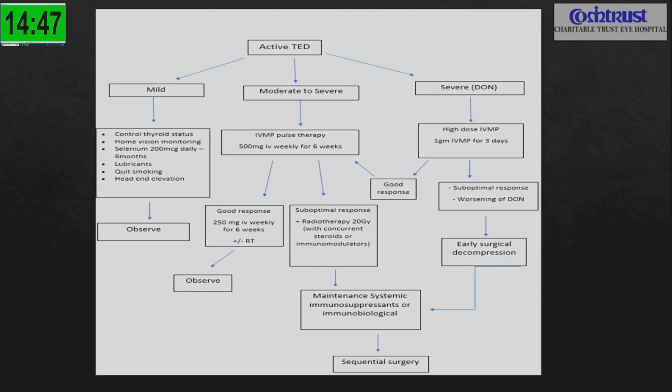So to briefly sum up the management, active TED, once diagnosed, we stage it into mild, moderate to severe or sight-threatening. If it is mild, like we said, the conservative management where we observe the patient. If it is moderate to severe, IVMP pulse therapy where 500 milligram IV is given weekly for 6 weeks, then we look for a good response. If yes, then 250 milligrams for 6 weeks with or without radiotherapy, and then you observe the patient. If it's a suboptimal response, then you can either change to immunomodulators along with radiotherapy, and you need to maintain the immunosuppressants for a while, and eventually the patient may require sequential surgery.